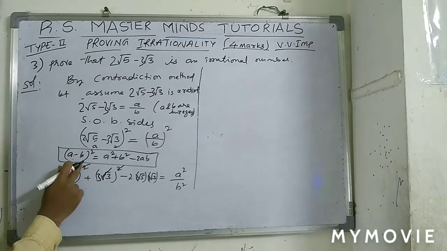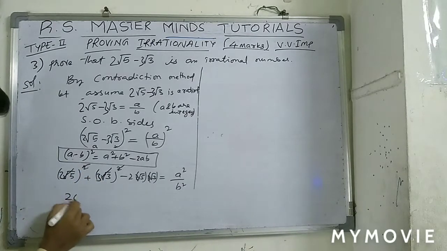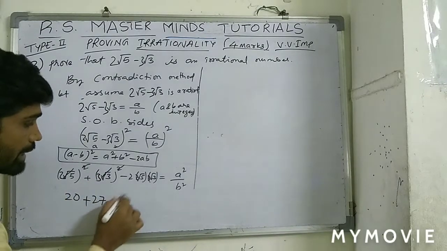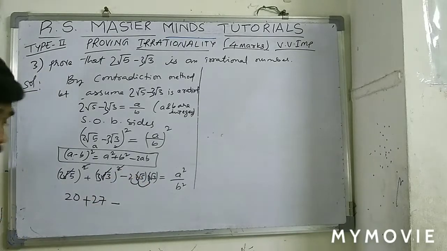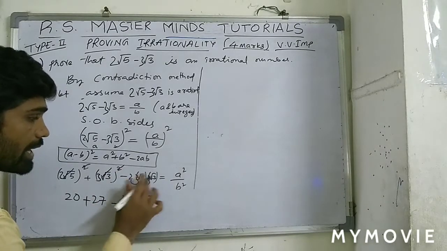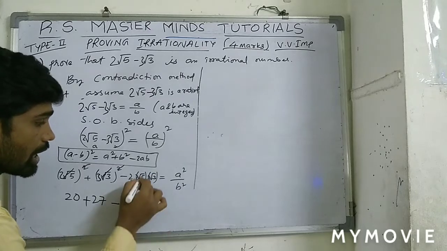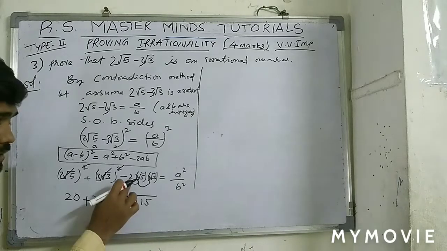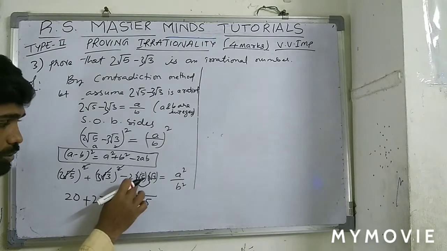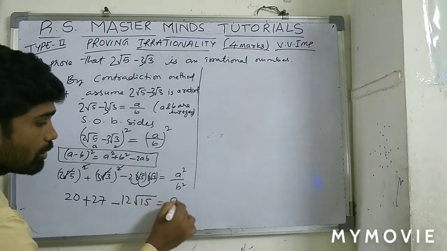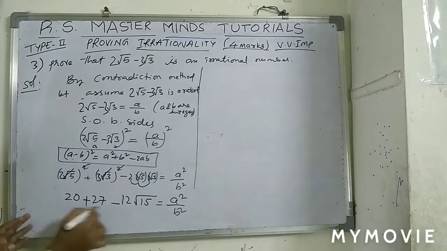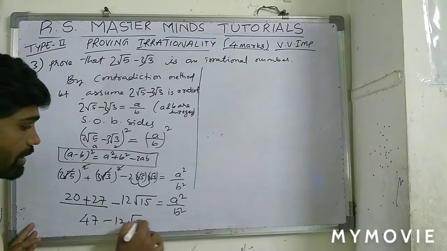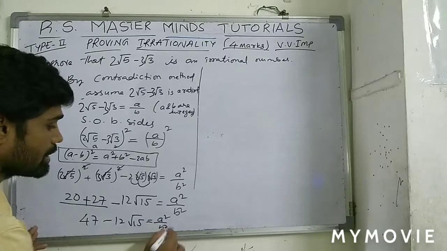So 2 square is 4, and 4 fives are 20, plus 3 square is 9. So 9 threes are 27, minus 2 twos are 4, 3s are 12. So 12 under root of 5 into 3, that is 15, under root of 15. Okay, outside values are like multipliers: 2 twos are 4, 3s are 12, is equal to a square by b square. So it is 20 plus 27, nothing but 47 minus 12 under root of 15 is equal to a square by b square.